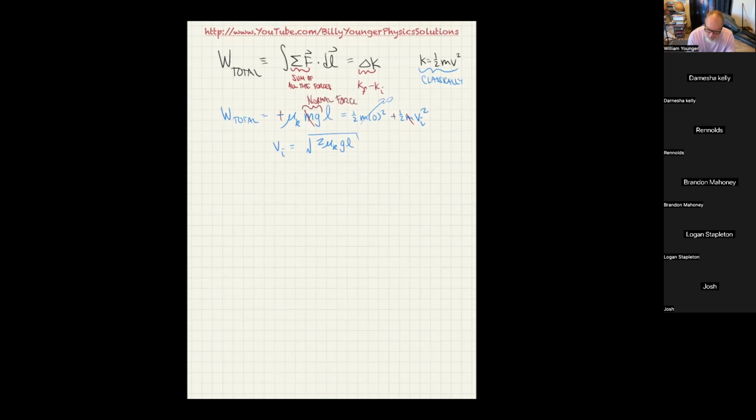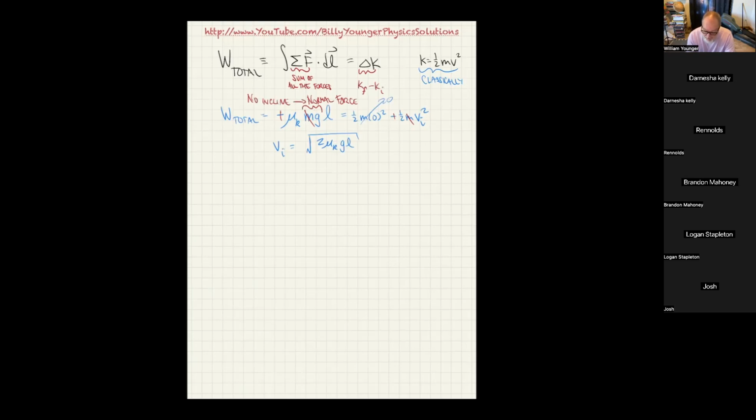So that means no incline. So that's how we use that. Now we got mu k g times L is equal to 1/2 vi squared. I can multiply both sides by 2, and I get 2 mu k g times L, all of which I take the square root of.